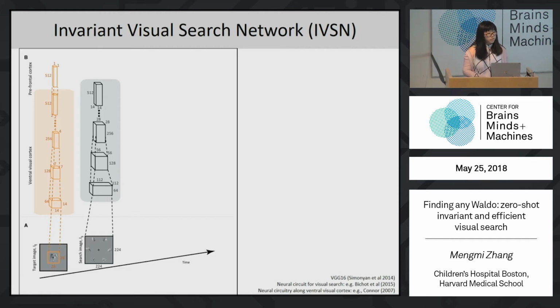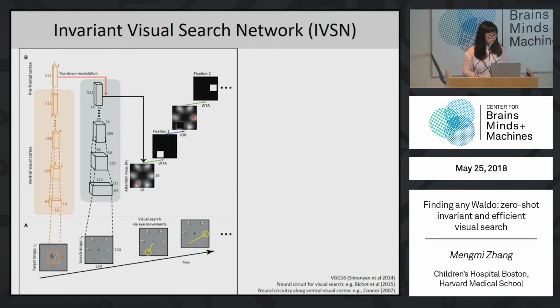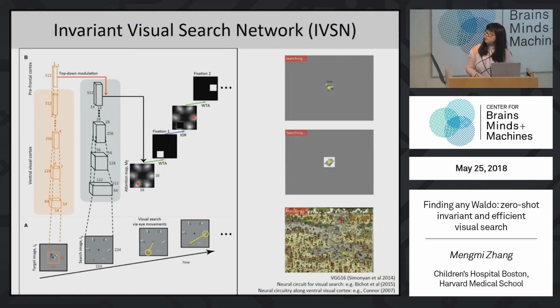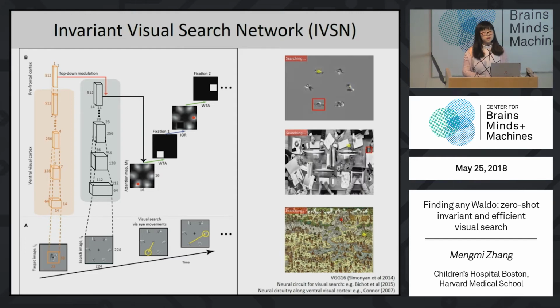And then the pre-stored target representation in the prefrontal cortex modulates the feature maps of the search image, and this results in an attention map. Based on the inhibition of return and Van Essen principles, we generate a sequence of fixations by taking the consecutive maximum on this attention map. On the right, you see 3 video demos of sequences of fixations generated by our computational model.